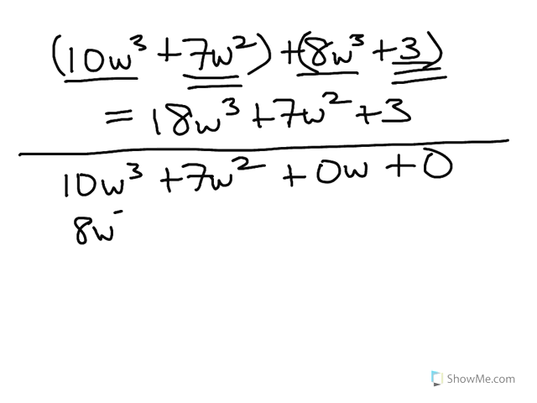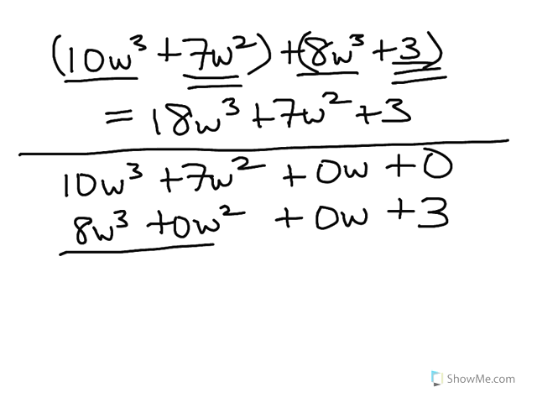Now put your other addend in. 8w cubed, right under 10w cubed, but 3 is a constant. It belongs over here with the constants. What about the missing quadratic term? What about the missing linear term? Well, put them in. Don't let that bother you. Now everything is fine. Now it all makes sense. And now you can add.